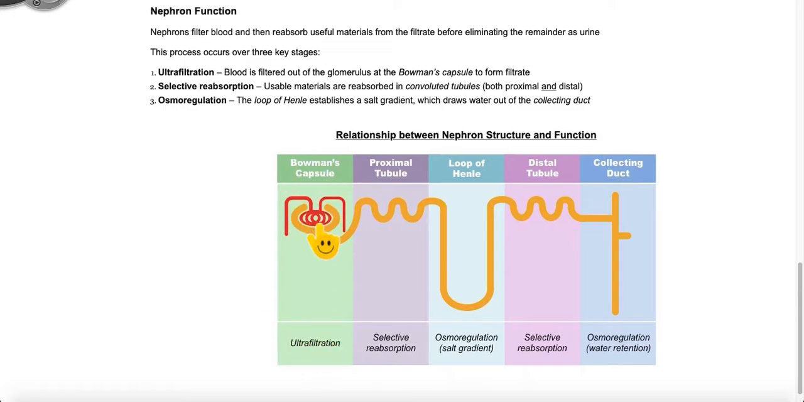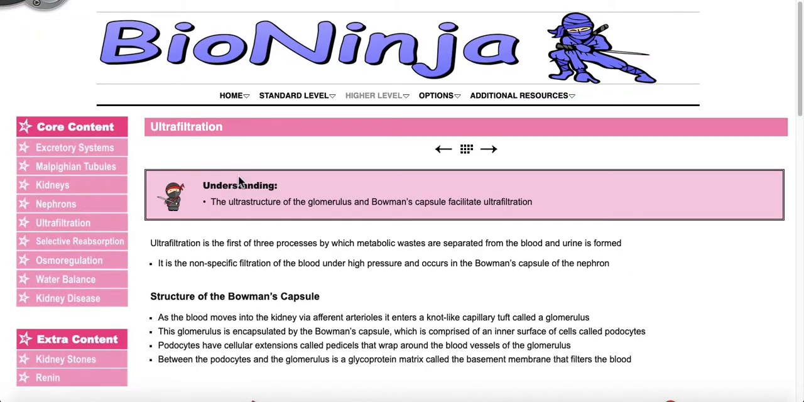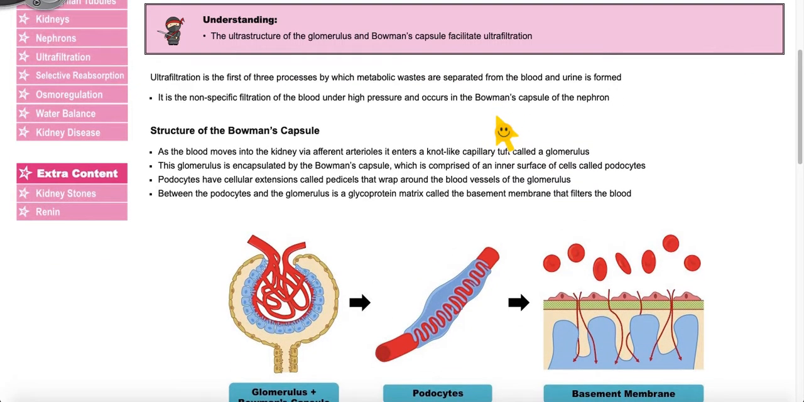So today we're going to focus on this right here, ultrafiltration, which happens within the Bowman's capsule. And we're going to focus on how the glomerulus, or that network of capillaries here, plays a role in filtrating the blood and then releasing the urine into the continuation here of the nephron. So the essential understanding is the ultrastructure of the glomerulus and the Bowman's capsule facilitate ultrafiltration.